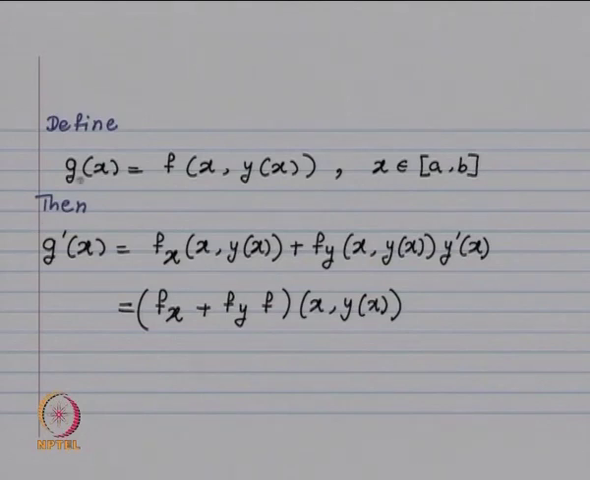When we want to calculate the derivative of g, that is g dash x, by chain rule it is equal to partial derivative of f with respect to x plus partial derivative of f with respect to y, and now y is a function of x, so it is y dash of x. We know that y dash is equal to f. So g dash x is going to be f x plus f y into f evaluated at x, y. So this is the first derivative.